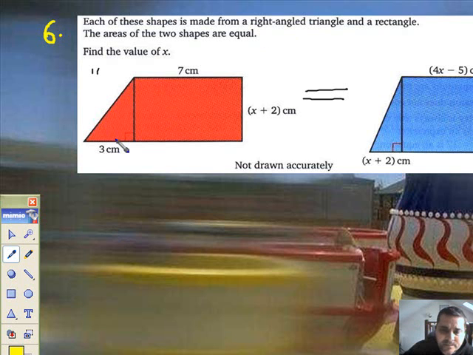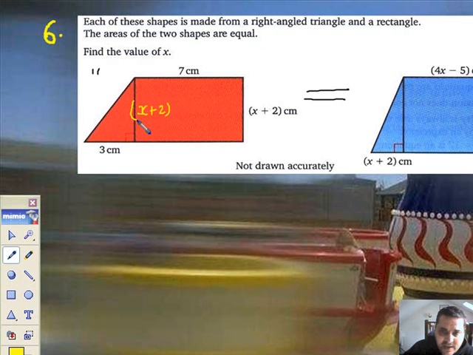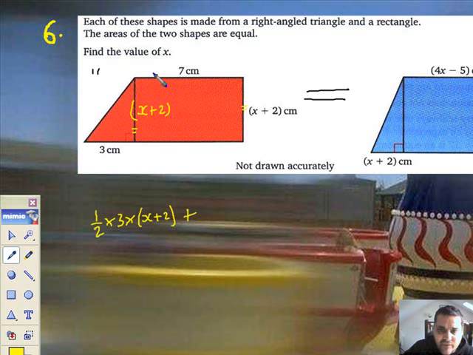Area of the triangle is going to be half base times the height, and of course the height here is x plus 2, isn't it? Just like here, because these two sides are equal. And let's do the triangle. So I've got here half times base times the height, which is x plus 2. Then I've got to add on the area of the rectangle, which is x plus 2 multiplied by 7.